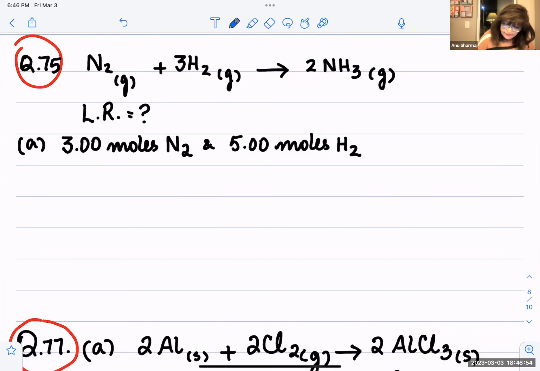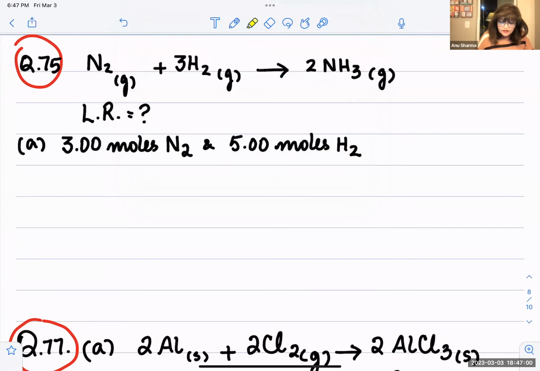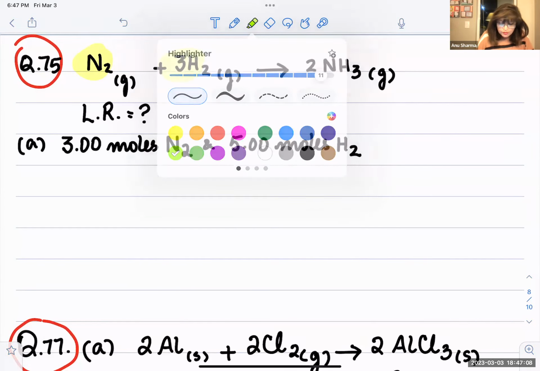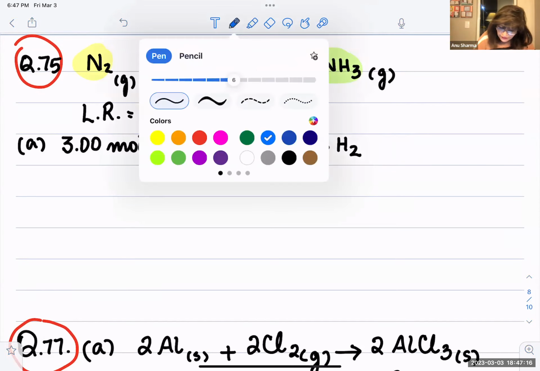Now, anytime there is a question that relates to the limiting reactant, that means you're going to compare the two reactants. You're going to compare nitrogen and you're going to compare hydrogen. Both of them will be compared to see how much ammonia each can produce. The one that gives you less acts as the limiting reactant. So let's do that first.